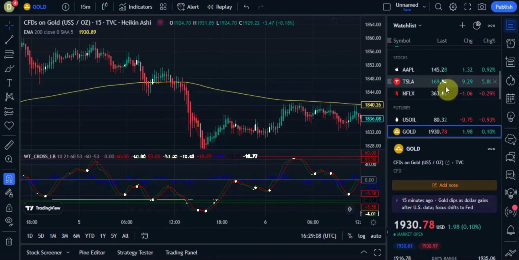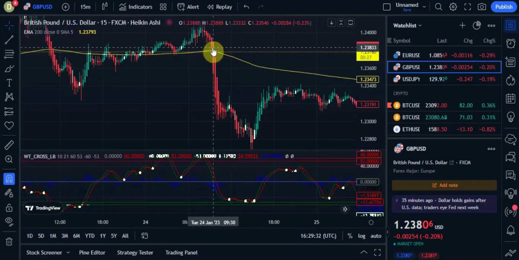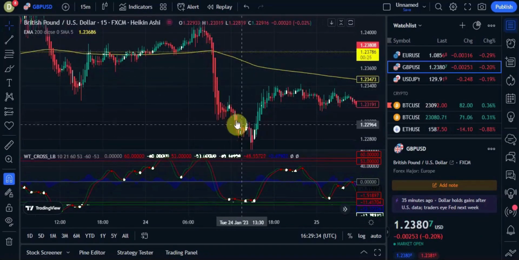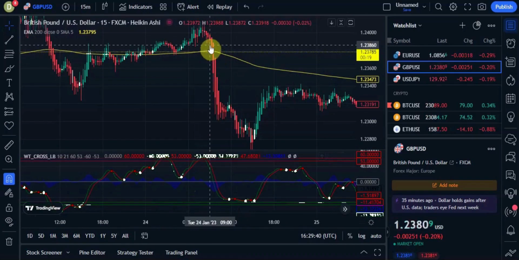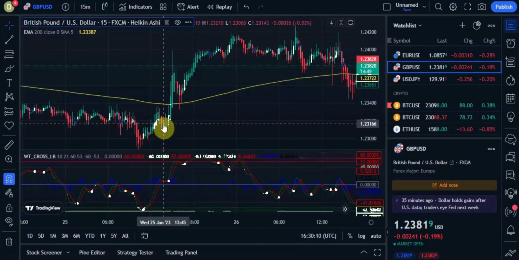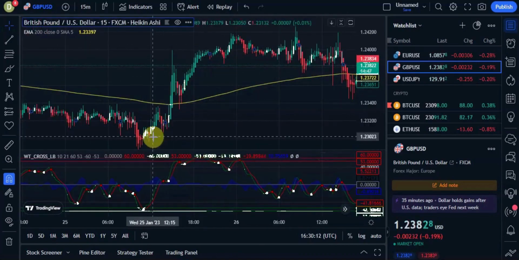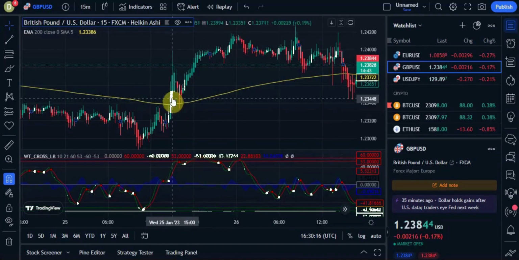And let's also take a look at the GBP/USD chart. Here's a section right here where the market is going down below the EMA line, and if you look closely right here, there's a little red dot. So we could take a sell position at this point. Here again, we see the market breaking above the EMA line, and if we look down here at the wavetrend indicator, we can see a green dot. So we know this is a great buy signal right here.